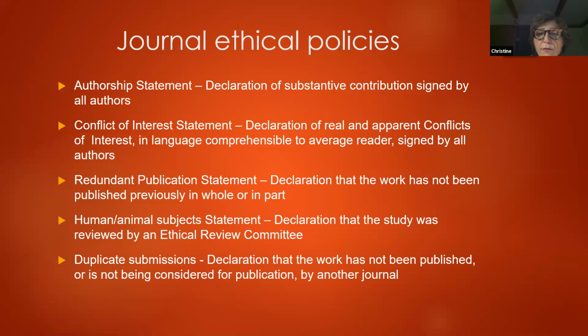Conflict of interest statement: anything real or apparent conflict of interest, in language comprehensible to the average reader and signed by all authors, is included now, as I mentioned, in publication sites, submission sites for journals. Also a declaration that the work has not been published previously in whole or in part, and human and animal subject statements. This is pretty common. And duplicate submissions, agreeing that the work has not been published or considered for publication by another journal. These are key. Next slide, please.